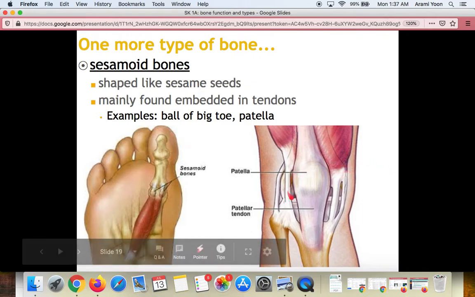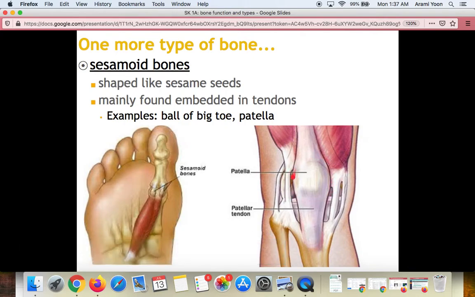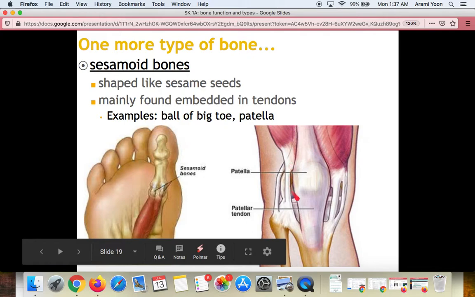A couple examples of those are the patellar bone right there, which is covered by the ligament and the tendons. And then over here, same thing. These are covered by the tendons as well, but you have one little sesamoid bone here and another one there in the ball of your big toe.